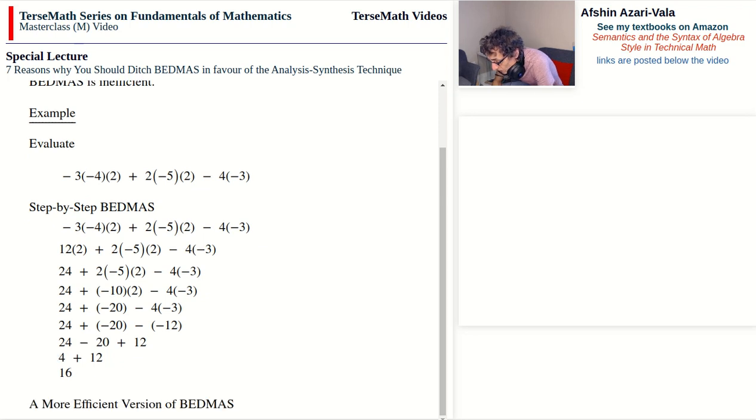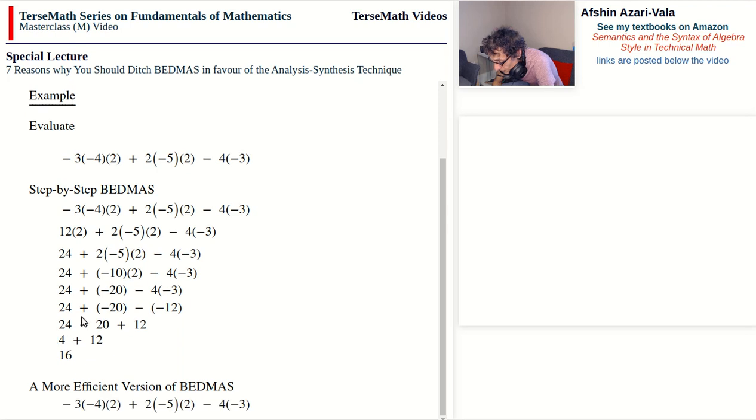Now, a much more efficient version of BEDMAS is to just do as many multiplications as you can in one go until you come to a plus or a minus. So following this approach, people would write the solution to the same problem. First, they would start with negative 3 times negative 4, which is negative times negative, positive, 3 times 4, 12. And then they wouldn't stop there. They would multiply 12 by 2 because there is another multiplication, there is a chain here, to get 24. And they would write down 24.